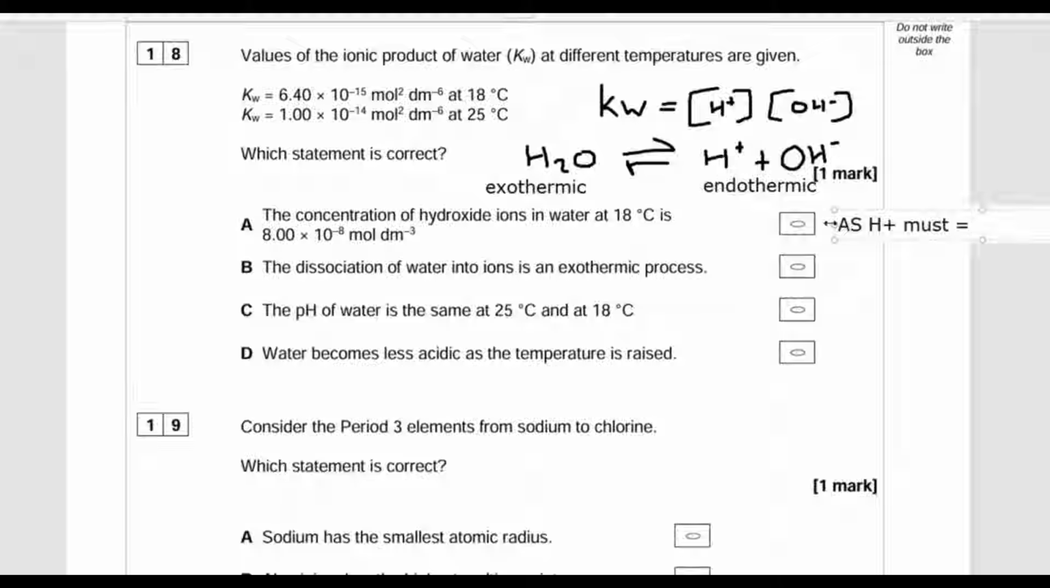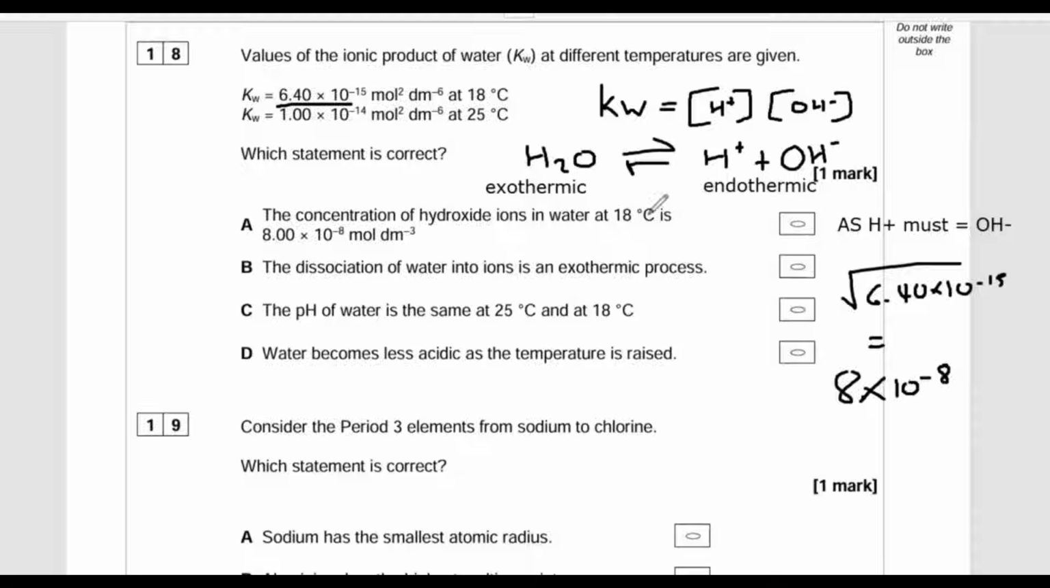So the hydrogen ions must equal the hydroxide ions, right? For every water molecule that breaks down, you're going to get one hydrogen ion or hydronium ion, whatever you want to say, and one hydroxide ion. So the concentrations are going to be equal. So if I want to find H plus or OH minus, I've just got to do the square root of the Kw. So I'm going to square root 6.4 times 10 to the minus 15, and guess what we get? We get 8 times 10 to the minus 8. So it's absolutely true for A that the concentration of hydroxide ions in water at 18 degrees is 8 times 10 to the minus 8. That's the correct answer.